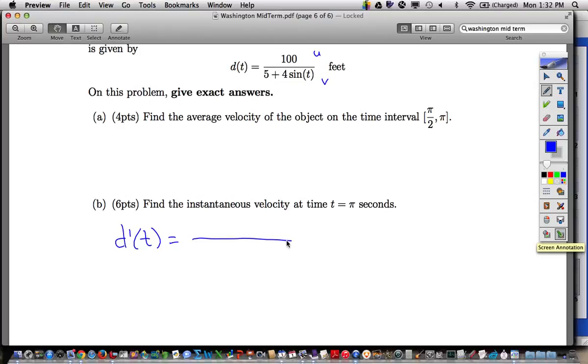Let's go through it. What's it start with? Z, thank you. The u prime v minus uv prime, right?